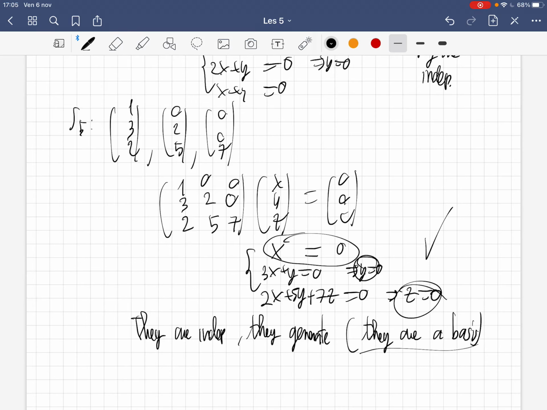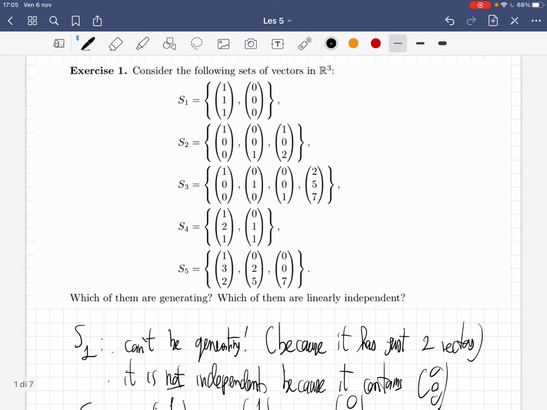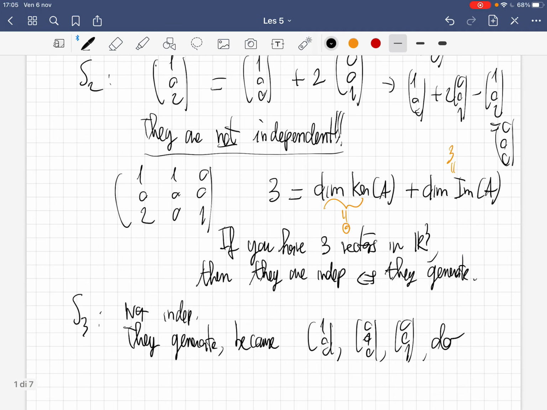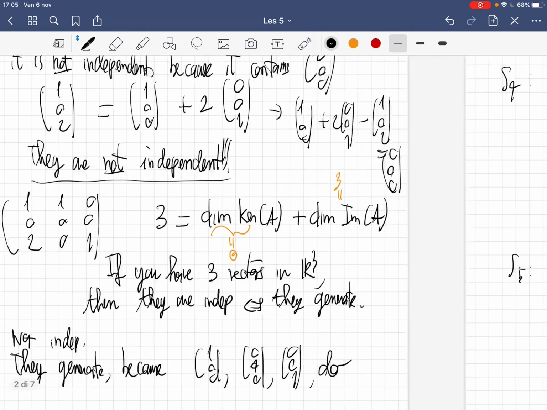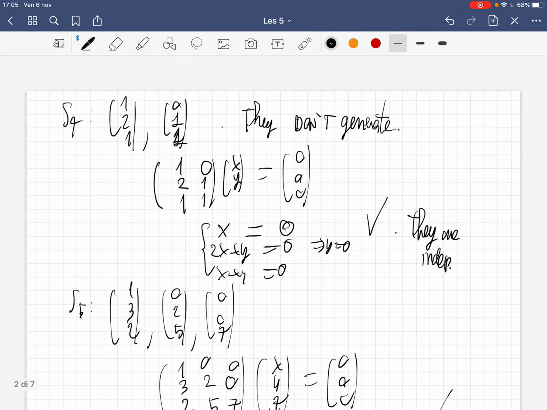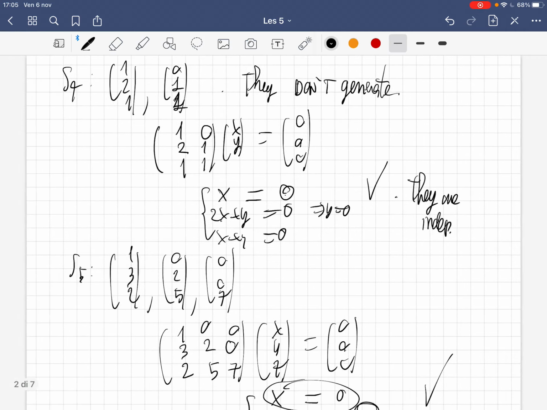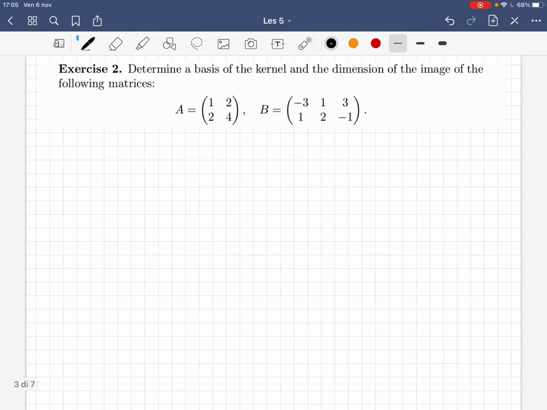Okay, fine, very good. Okay, that was the first one. Fortunately, it was quite quick. What about the second one? So determine a basis of the kernel and the dimension of the image of the following matrices.